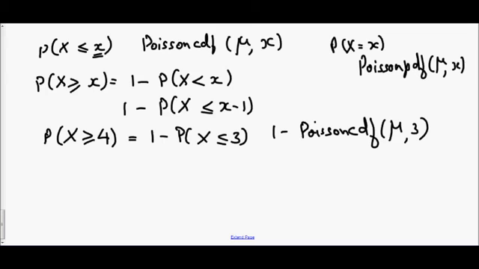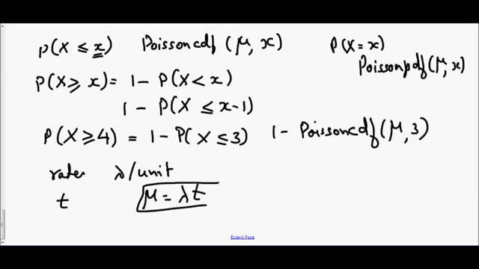Important thing to note here is that the question would have a rate, say a lambda per unit time, or whatever time it is given, and your question would be to find for some unit of time, say t. In that case, mu would be equal to lambda times t. This you should not forget.